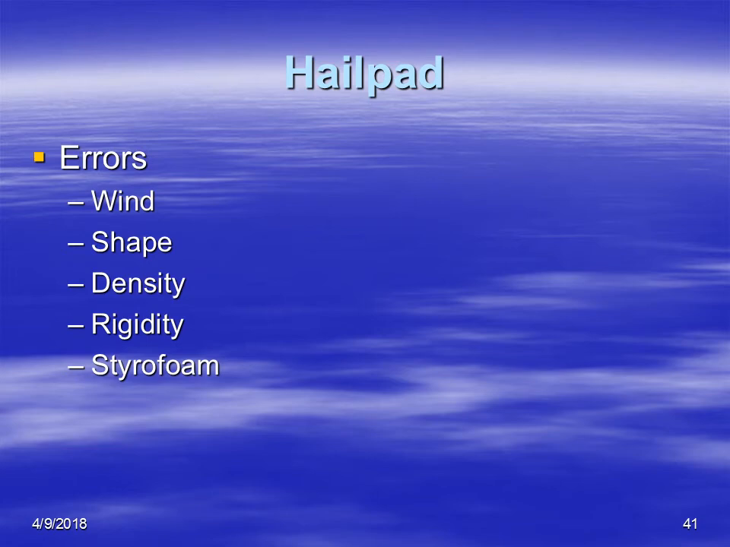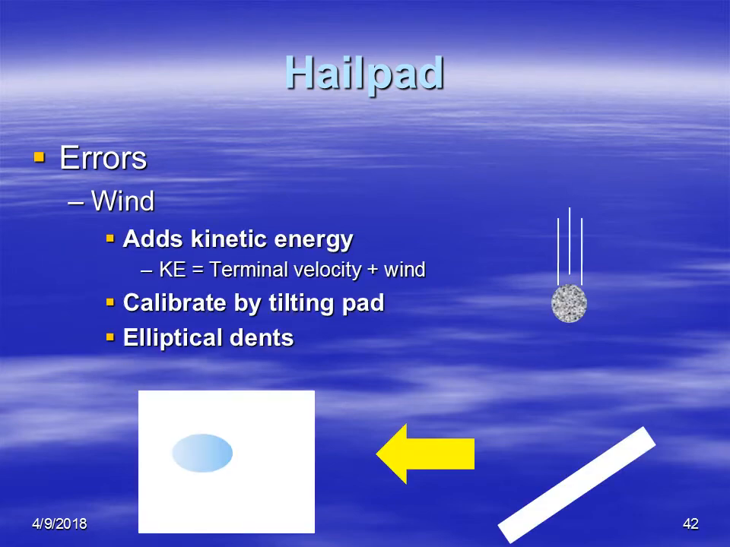So there are some problems with hail pads, and some of the problems involve wind, the shape of the hailstones, the density of the hailstones, rigidity, and also the type of styrofoam. So wind: when you have wind, the hailstone is not going to fall at a 90-degree angle to the styrofoam. It's going to fall at an angle that's less than 90 degrees. And so you're going to have an elongated size of indentation. So it's hard to figure that out.